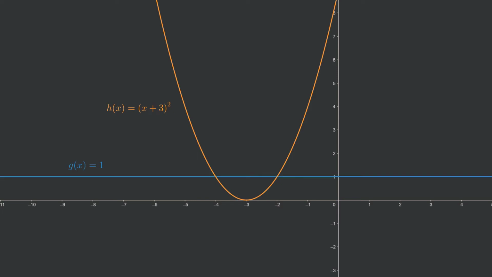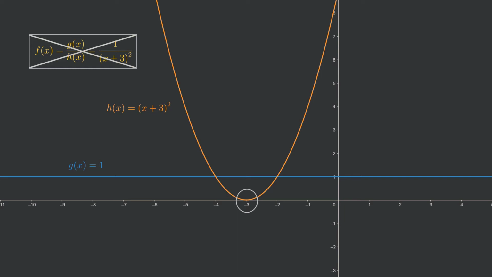Now we display both functions from our previous examples, which we call g of x equals 1 and h of x equals (x plus 3) squared. Now we build a new function from those two, which we call f and which is the quotient of g and h. However, we don't draw its graph yet. We rather want to think about first what happens to the function values if x tends to -3. The first thing we note is that f is not defined at -3, because the denominator is 0 at -3. So in contrast to the previous examples, we can't simply plug in -3 into f.